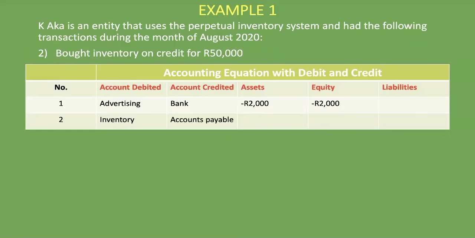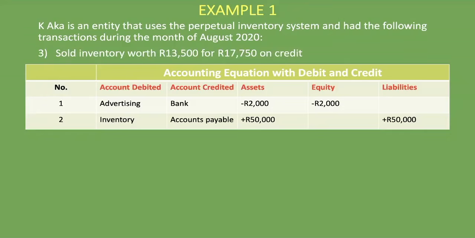And then what section of the accounting equation does it affect? Well, it does affect our assets because inventory is an asset. So we're going to put plus 50,000 rand because our assets are increasing by 50,000 rand. What else is increasing? Well, our accounts payable is a liability and it's increasing. By increasing, we mean we owe more money on our liability section. So we put the plus 50,000 rand. I hope it was simple enough. Let's move on to the third one.